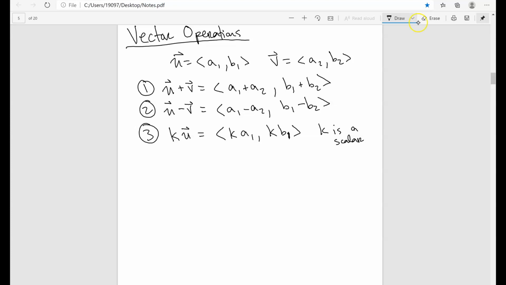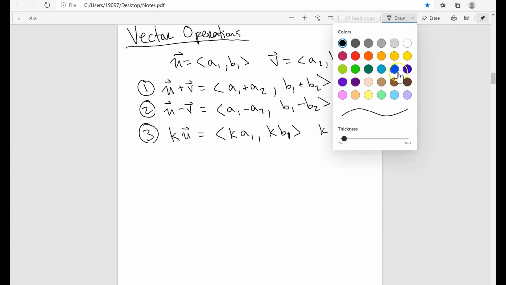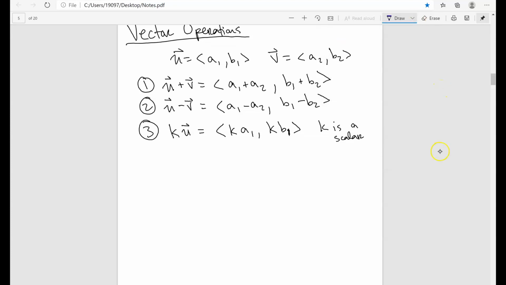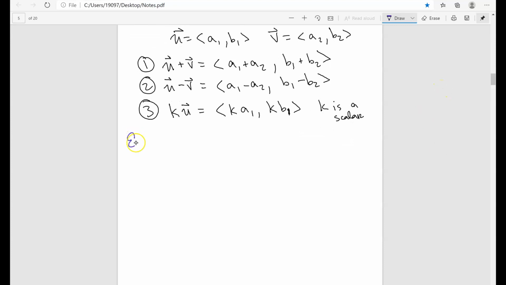Okay, so let's do a couple of examples of vector addition. Let me just do one example of vector addition first, because I want to show you guys something also. So given that the vector u is 4, 5, and v is, I don't know, 3, 8.